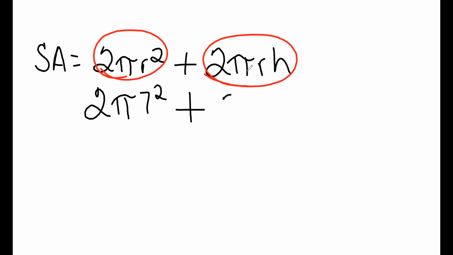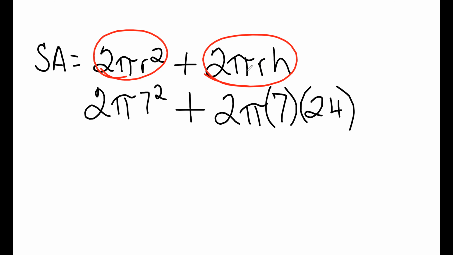So you're just going to put the 7 in both of those spots. And then what was the height? 24. So when they're saying the box is 24 centimeters high, that's going to be the H, and the radius is 7. So everywhere you see a R, you're going to put the 7.